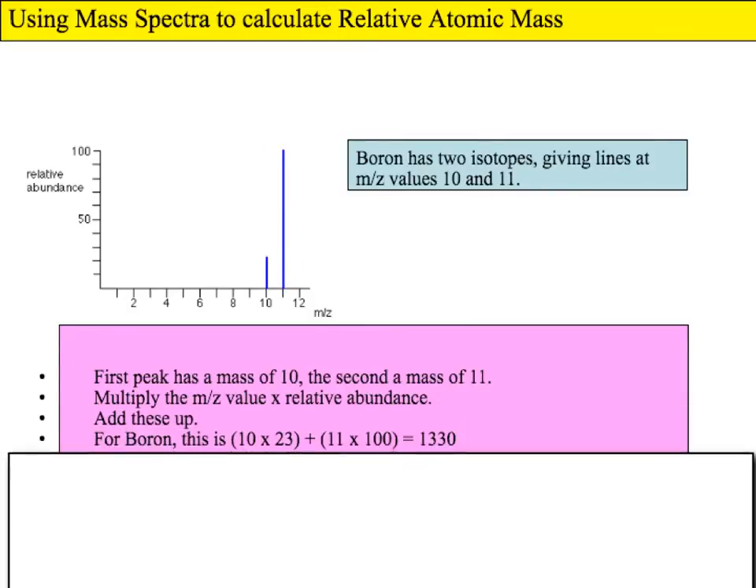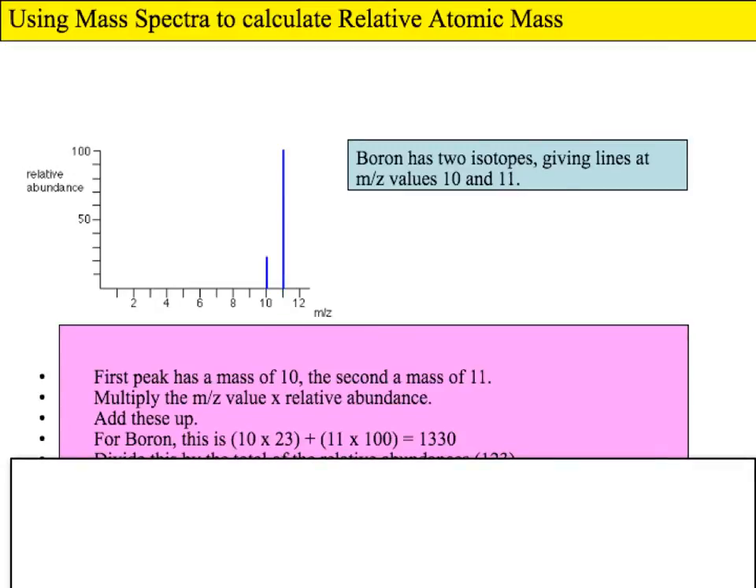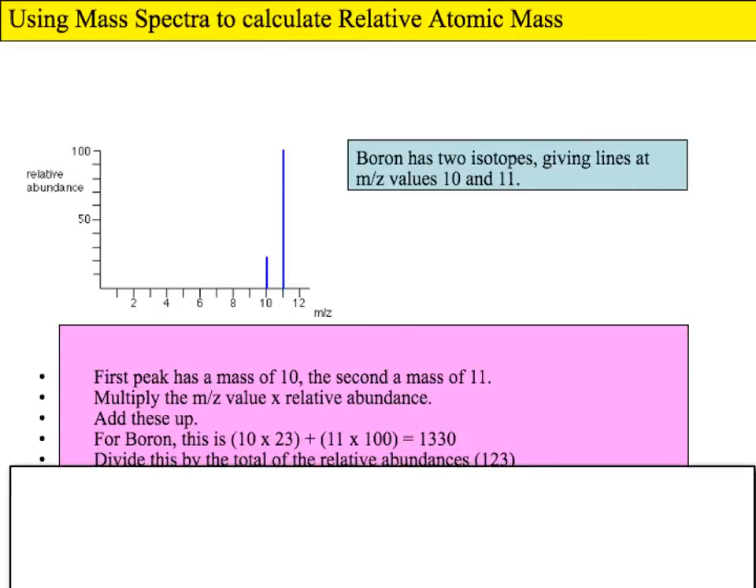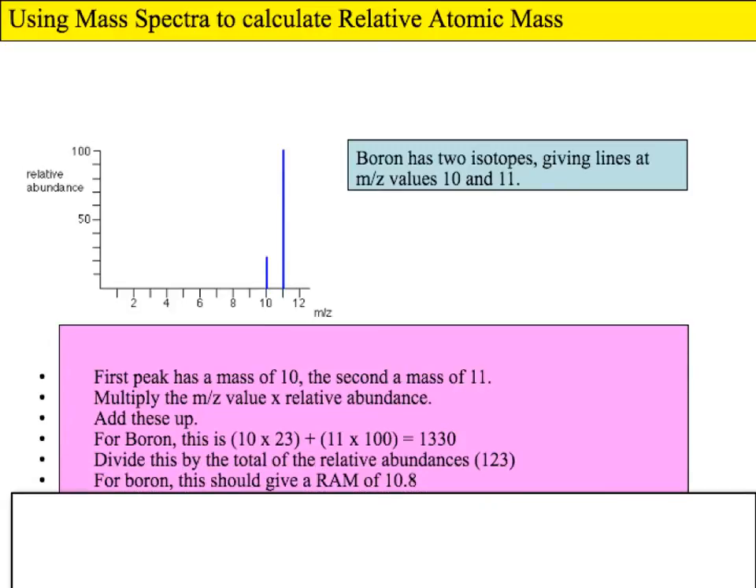So the calculation is shown here. 10 times 23 plus 11 times 100. Then you divide that by the total abundance. So the total abundance is 123. That's the 23 plus the 100. So you get 1,330 divided by 123, and it comes up as 10.8, which is your relative atomic mass.